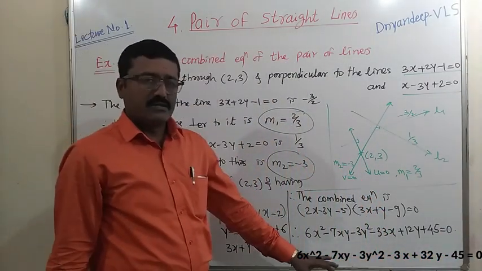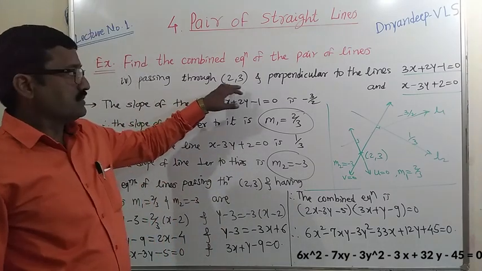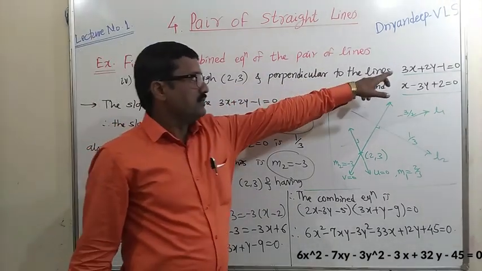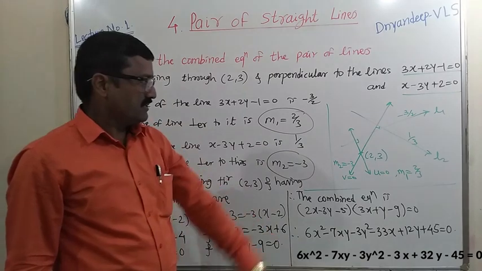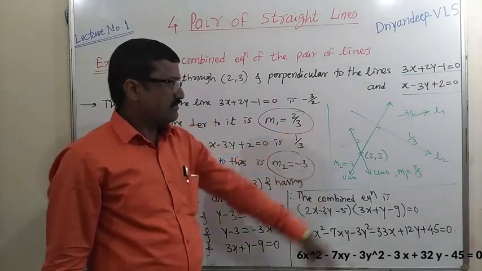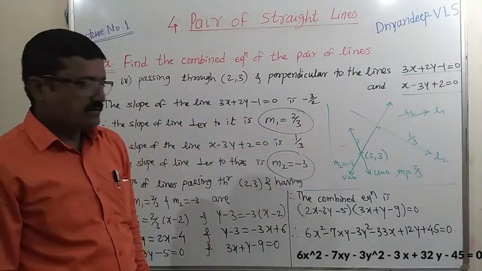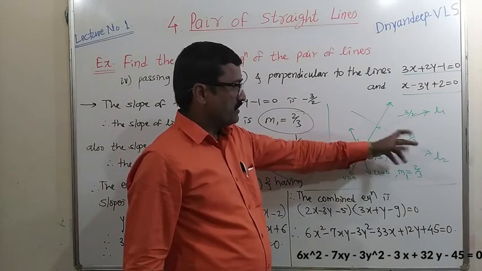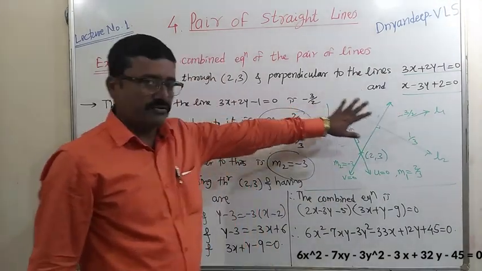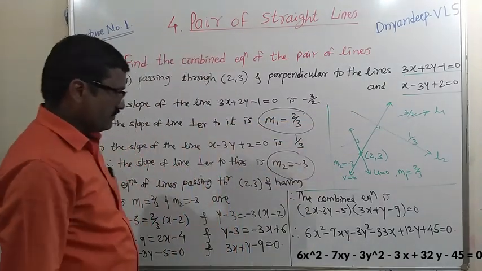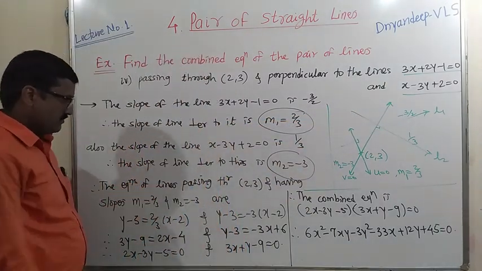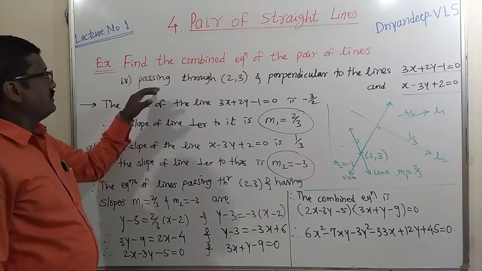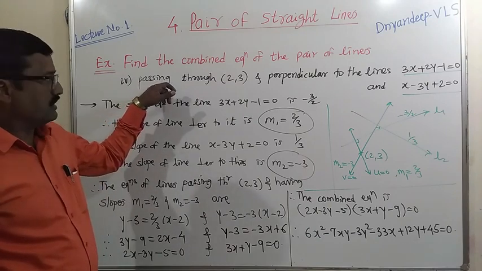So this is the combined equation of two lines which are passing through 2, 3 and perpendicular to these two lines as given in this figure. Okay, this is a rough diagram because this line has positive slope, this has negative slope. So this is a rough diagram for understanding only. I have drawn it there. That is not the exact diagram. So this is the way to find the combined equation of these two lines.